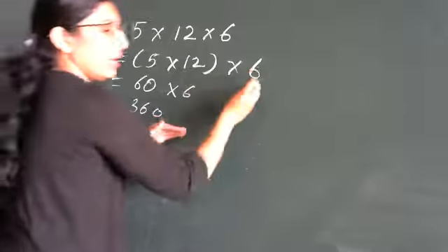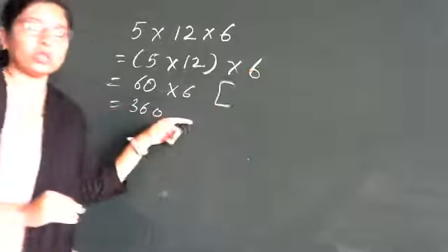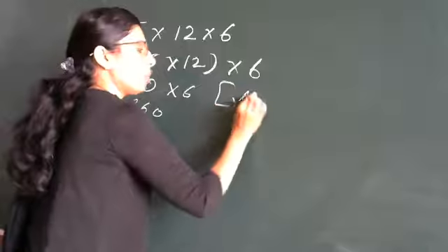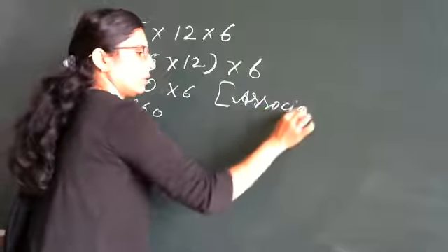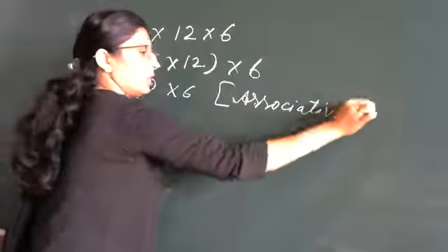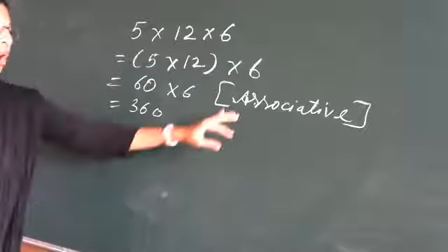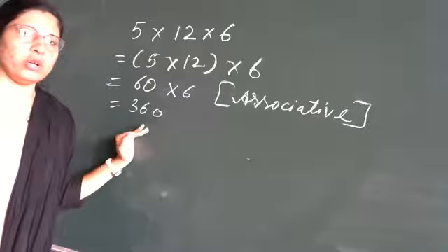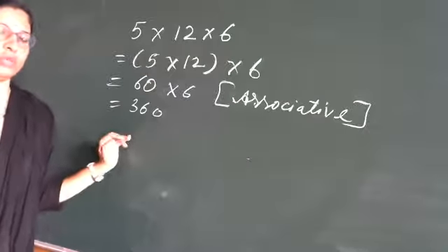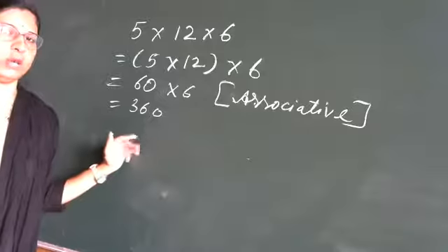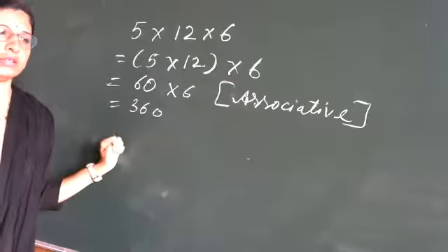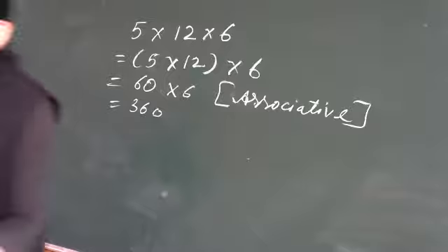So here which property we used? We used here associative property. Like this we can use the properties in solving any type of example. Understood? Why we are using, where we can use these properties? Yes, ma'am.